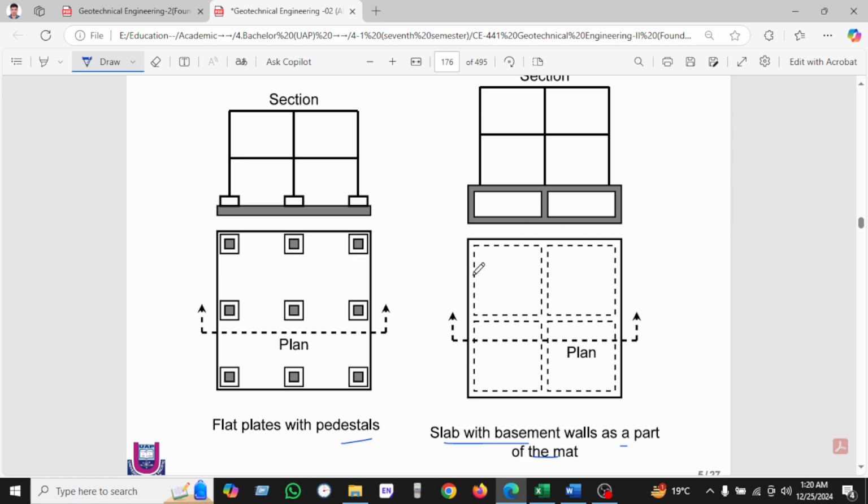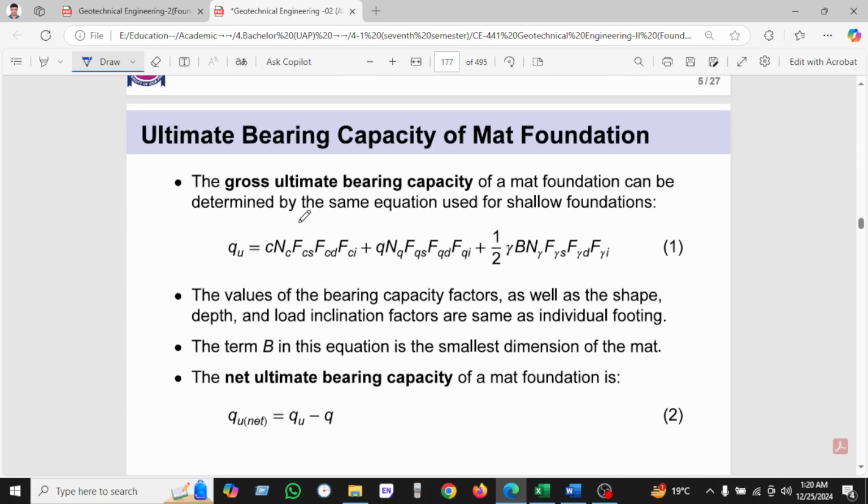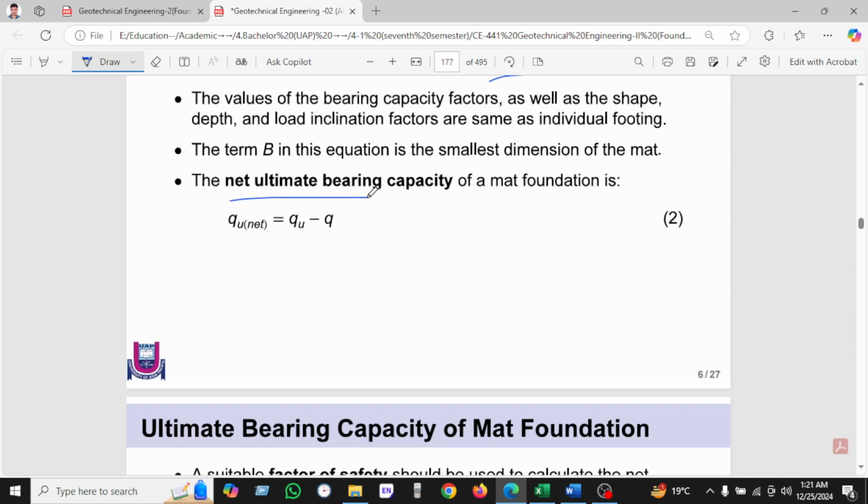You can see this from the graph. The gross ultimate bearing capacity of a mat foundation is determined using the same equation we found from Meyerhof for shallow foundations. Here the Meyerhof equation is given, and the net ultimate bearing capacity will be q net equals q ultimate minus q.